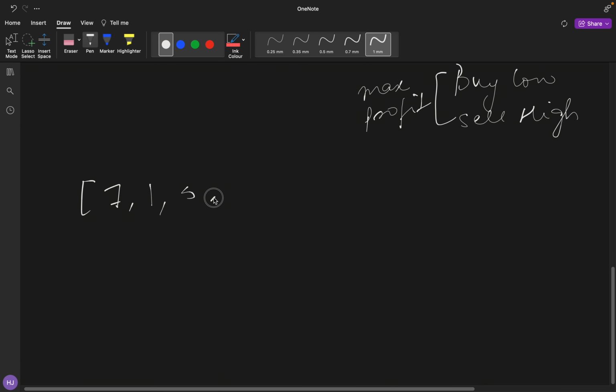1, 5, 3, 6 and 4. So in order to check for the bare minimum, I can simply keep a track of my minimum element while traversing through the array, right? First point, that we can keep a track of minimum element while traversing the array.